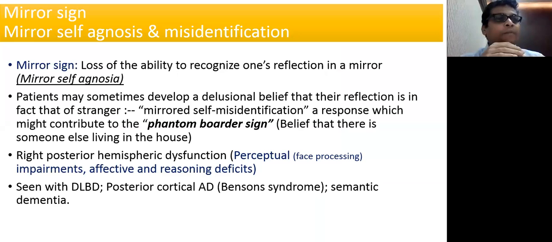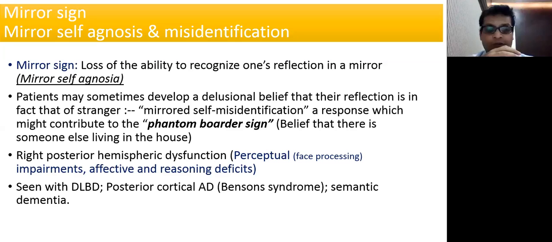And this is inability to recognize self in the mirror, and that is called mirror self agnosia or mirror sign. Sometimes these patients develop delusional belief that their reflection in the mirror is in fact that of a stranger, and this is called phantom border sign. Basically, this is because of impairment in the perception of the face as well as their affective and reasoning deficit. In fact, right posterior hemispheric dysfunction or right parieto posterior temporoparietal dysfunction. It is commonly seen with diffuse Lewy body disease and semantic dementia and in posterior cortical Alzheimer disease.